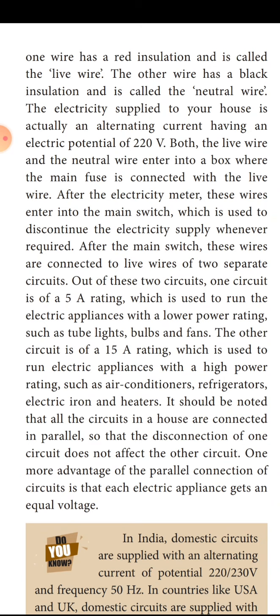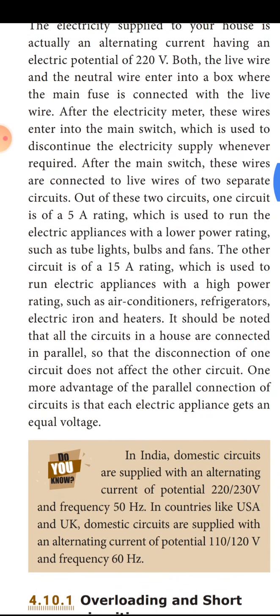And there are two types of circuit rating of the current. One is 5 ampere current and another one is 15 ampere current. 5 ampere current is called the lower power rating and 15 ampere current is called the higher power rating. It depends upon the appliances which we are using.